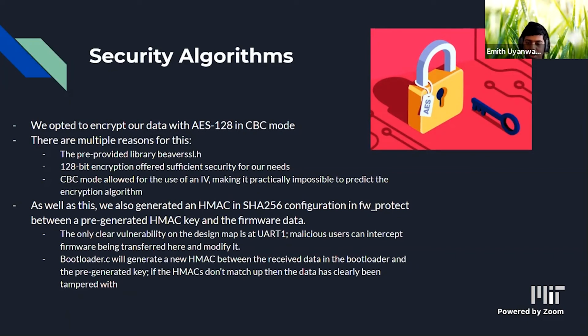The reason we use this is because it's very similar to AES. It just works. The only clear vulnerability on the map is at UART1. So that's the reason we use an HMAC. We could test firmware before and after it travels through UART1, and we could test for validity that way. And if HMACs don't line up, then we know that something was modified.